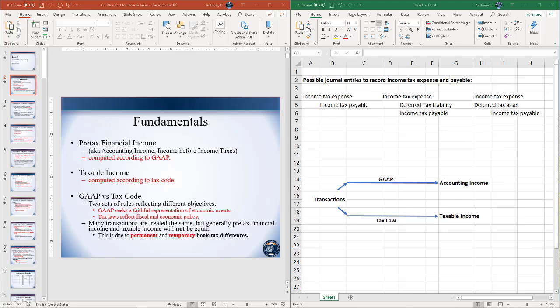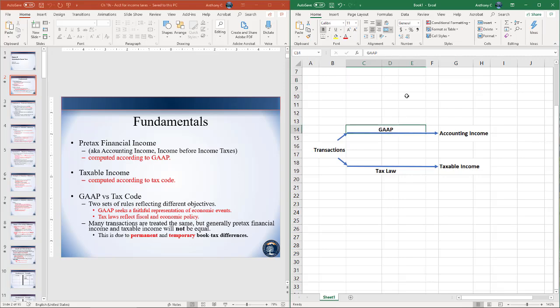So when we deal with accounting for income taxes, we end up dealing with two different sets of rules to calculate two different income numbers. One of those rule sets, as we know, is known as US GAAP. The point of US GAAP is to provide useful information to investors and creditors. So we use GAAP to take these transactions, summarize them and represent the transactions by computing what's known as accounting income. Accounting income is also known as pre-tax financial income or income before income taxes.